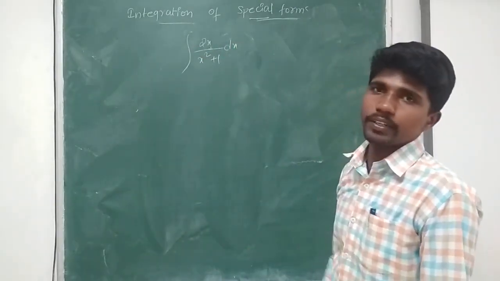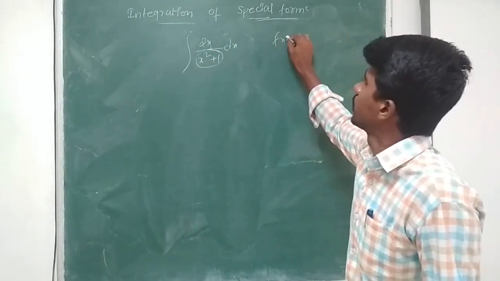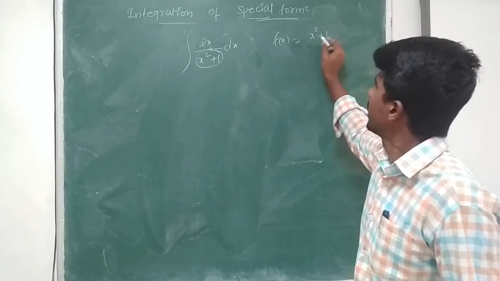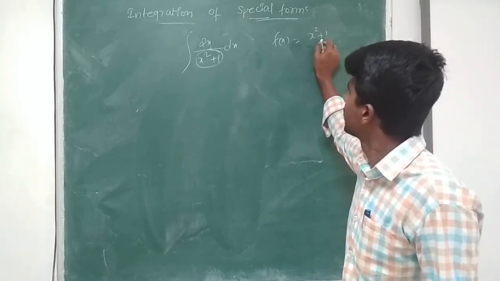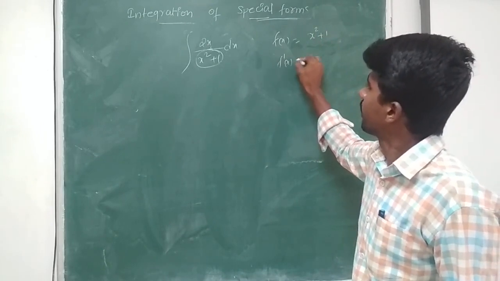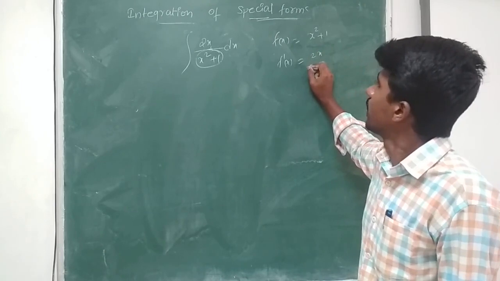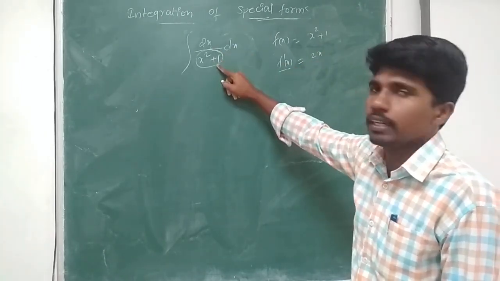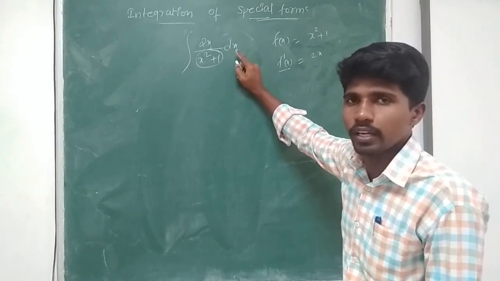I have to find its integral. If I consider the denominator as f of x, then f of x is equal to x square plus 1. If I differentiate this f of x with respect to x, then I get f dash of x as 2x. Now it is in the form f dash of x by f of x dx, whose answer is equal to log mod f of x.